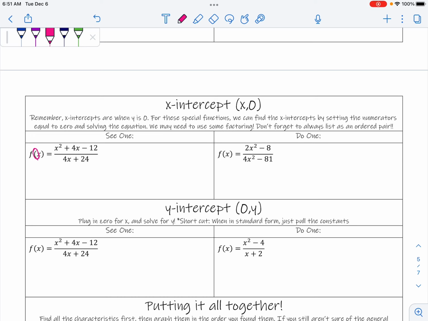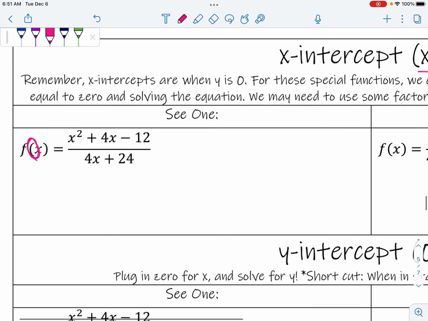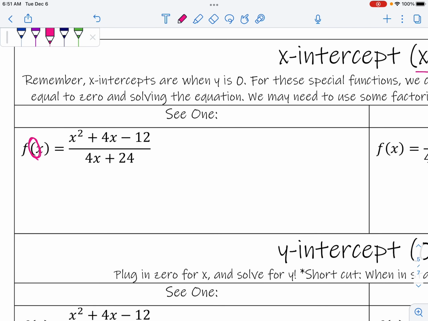Now still, we want to have factored form in order to find the x-intercept. So we're going to start by factoring. We'll find the x-intercepts, and then we need to make sure that we write them as ordered pairs for our final answer. So I'm going to get started here by factoring both the numerator and denominator, because if one of these factors is a hole, it is not an x-intercept. So we want to make sure that nothing cancels if we're just finding one of these characteristics.